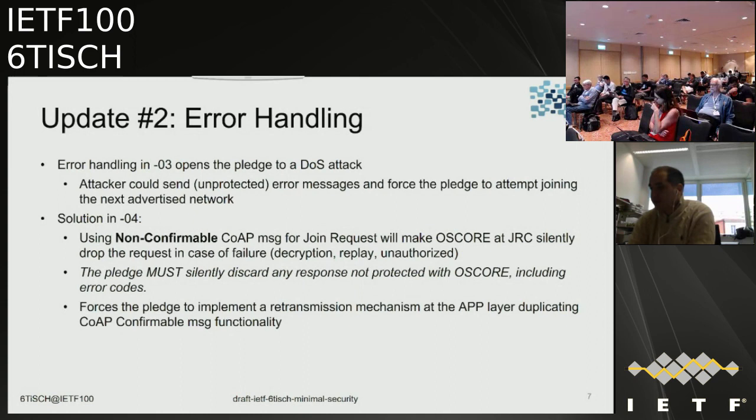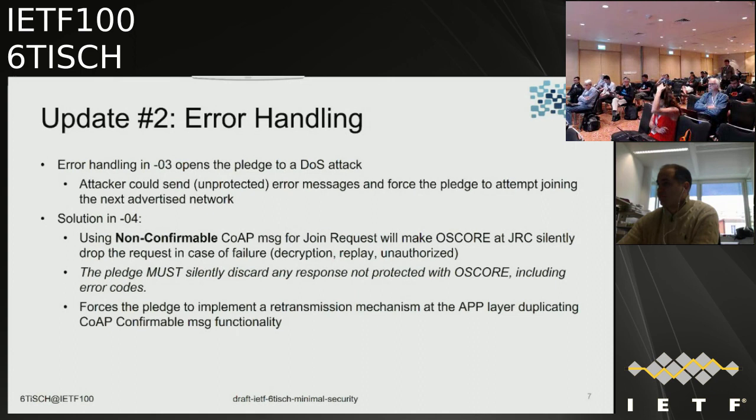This is also good from the point of view of intermediary state that the join proxy keeps when it forwards the join request, because it minimizes this state that the proxy needs to keep in terms of the CoAP implementation. So it fits very well with what we wanted to have, basically the stateless forwarding at the join proxy. But it forces the pledge to implement a retransmission mechanism at the application layer, which basically duplicates CoAP confirmable message functionality. And next slide, please.